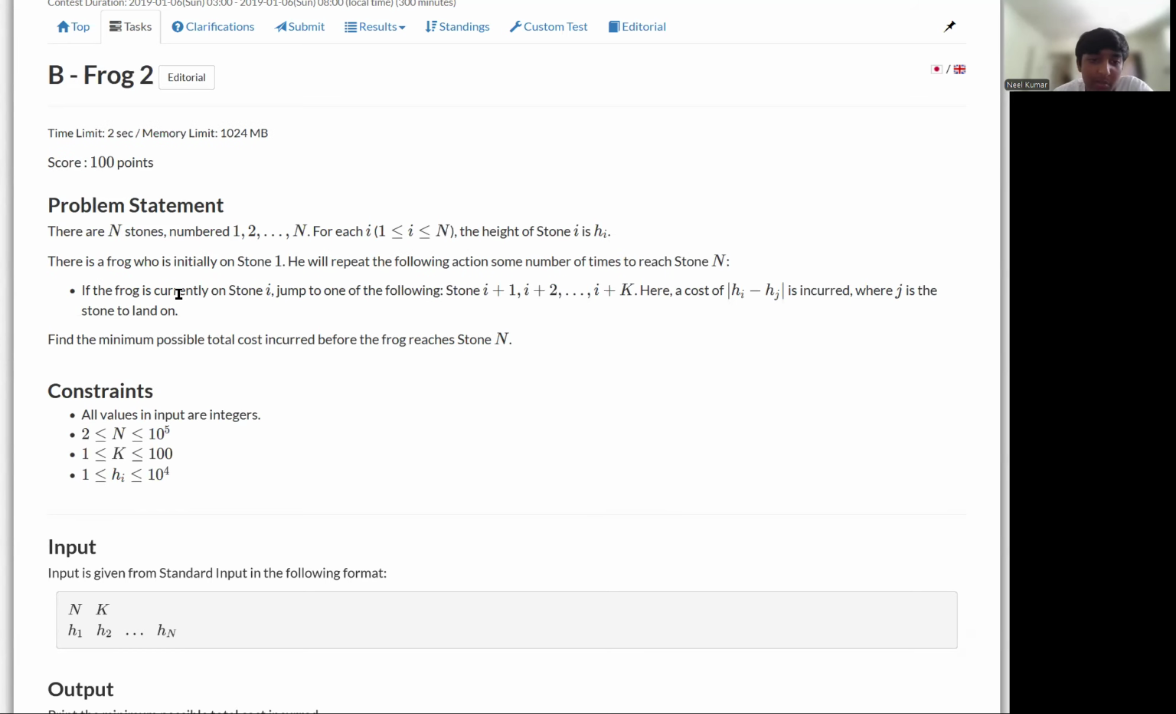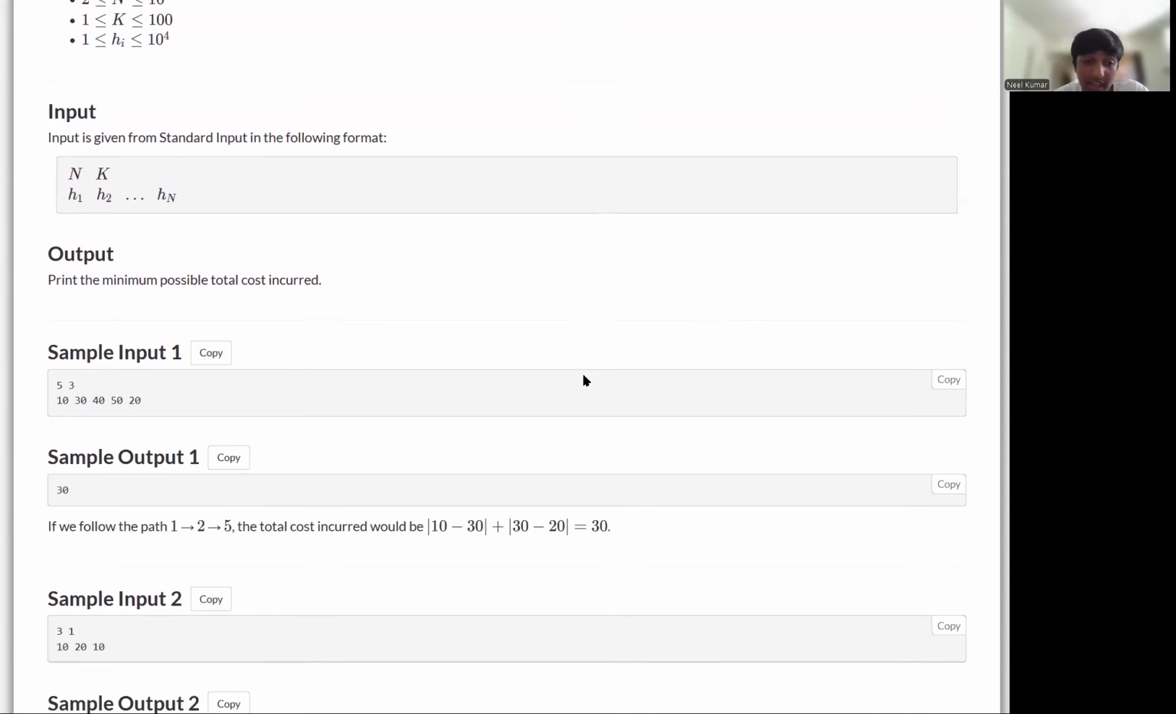So, to recap on the problem, you have n stones, and from stone i, you can jump to stone i plus 1, i plus 2, up to i plus k, and k is given in the input. Now, every time you make a jump, the cost is the difference between the height of the stone you jumped from to the stone you ended up jumping to. And you just want to find the minimum total cost incurred before it reaches stone n.